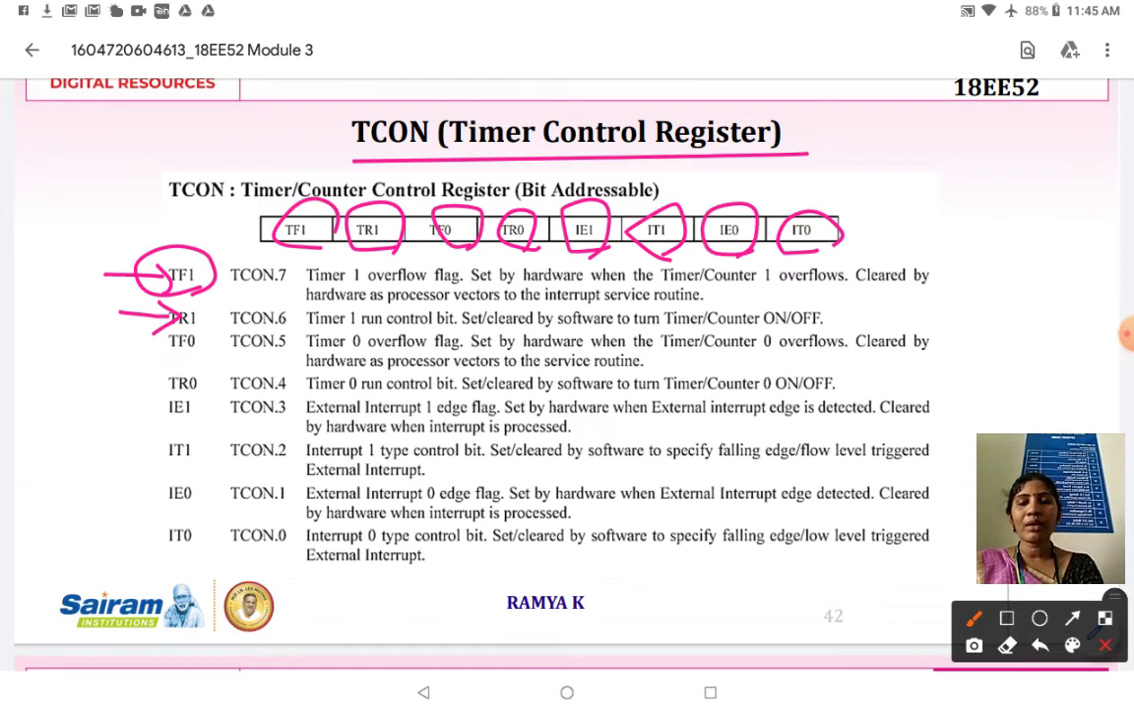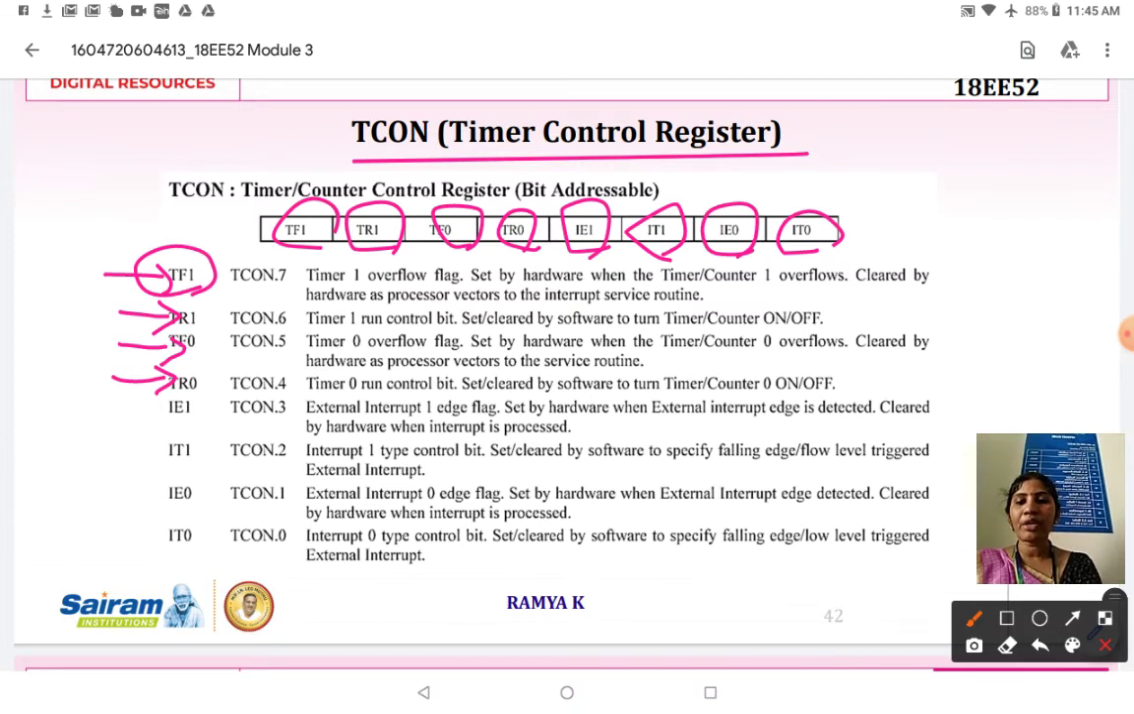So the timer run bit is a software control, set or reset only by means of your software. Same thing, TF0 is the timer 0 overflow flag, set only by means of your hardware. TR0 is the timer 0 run control bit, set or cleared by means of your software to turn the timer or counter on or off.